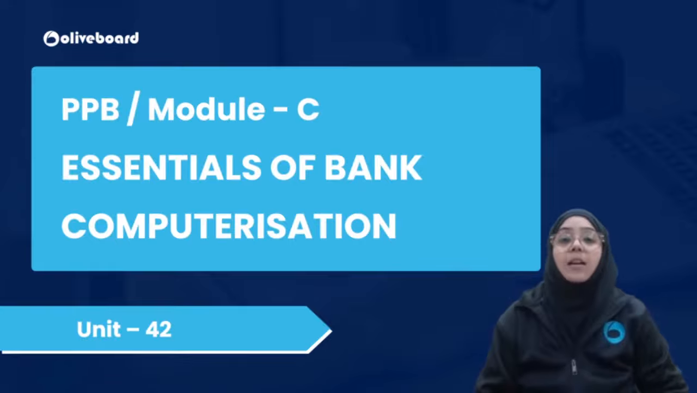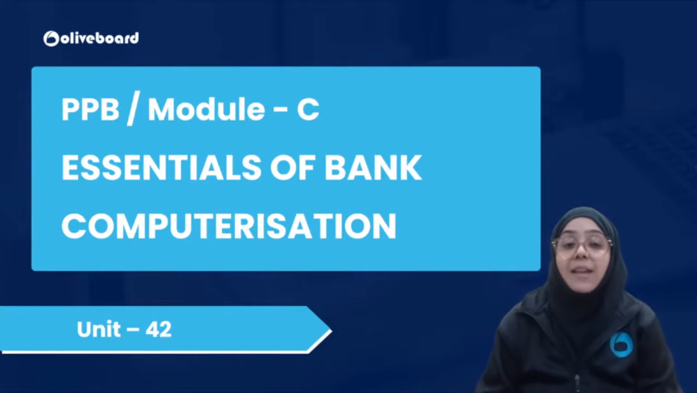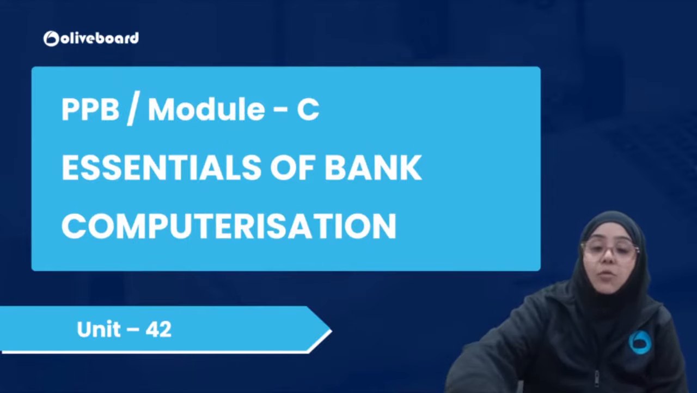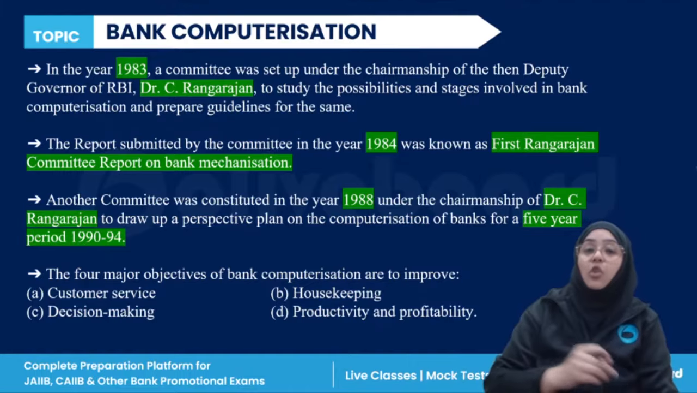Now we are starting with the module C. So module C, essentials of banking computerization. This is unit 42. So let's start discussing this topic.